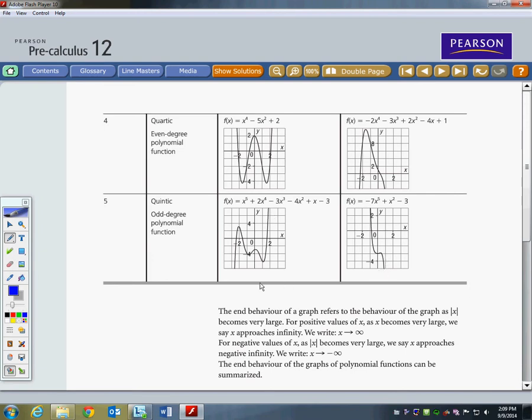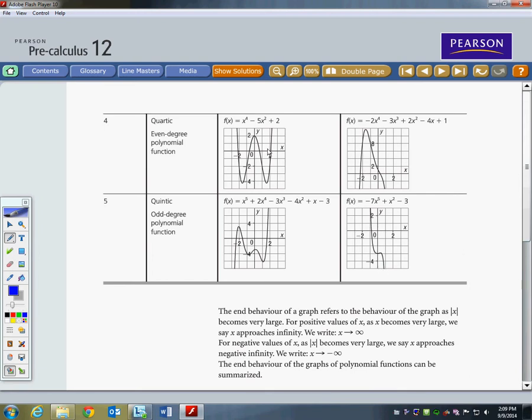Here let's count the legs. It's a degree 5, 1, 2, 3, 4, 5, but here it's only, what could we say, 1, 2, 3. So it has a maximum of 5 legs. In this case, it only has 3 legs. So that's what happens sometimes.